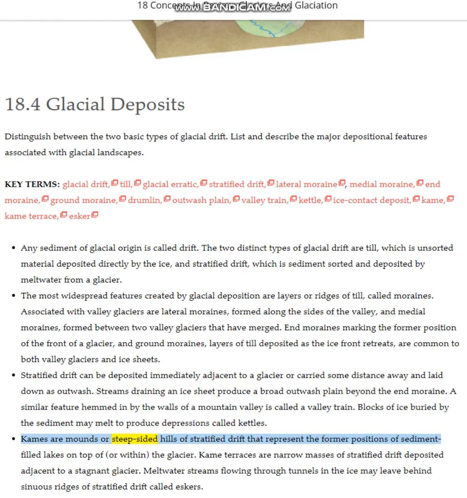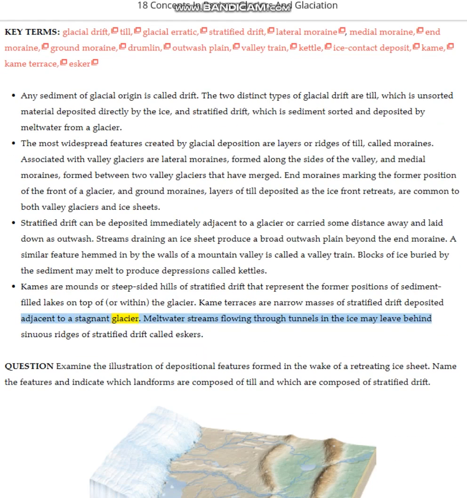Kames are mounds or steep-sided hills of stratified drift that represent the former positions of sediment-filled lakes on top of, or within, the glacier. Kame terraces are narrow masses of stratified drift deposited adjacent to a stagnant glacier. Meltwater streams flowing through tunnels in the ice may leave behind sinuous ridges of stratified drift called eskers.